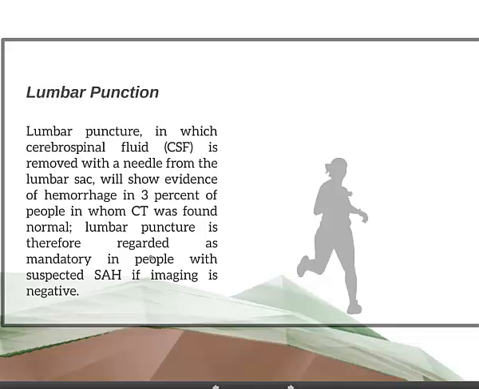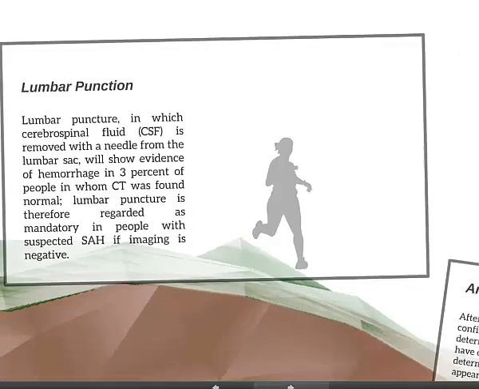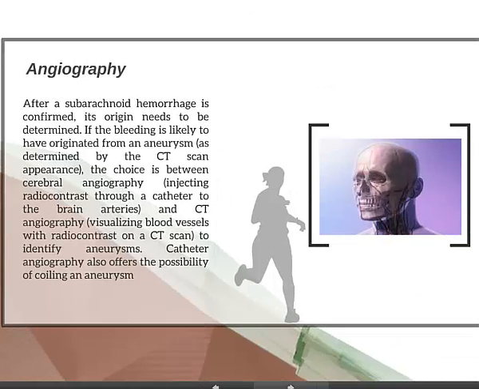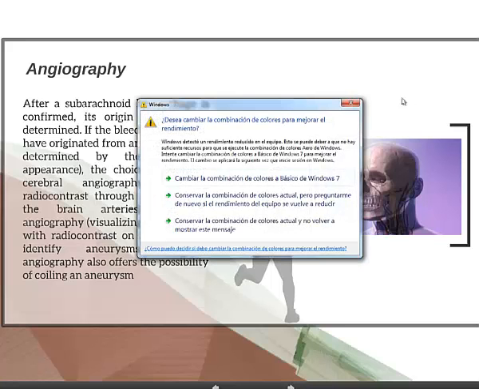Angiography. After a subarachnoid hemorrhage is confirmed, its origin needs to be determined. If the bleeding is likely to have originated from an aneurysm, as determined by the CT scan appearance, the choice is between cerebral angiography, injecting radio contrast through a catheter to the brain arteries, and CT angiography, visualizing blood vessels with radio contrast on a CT scan.